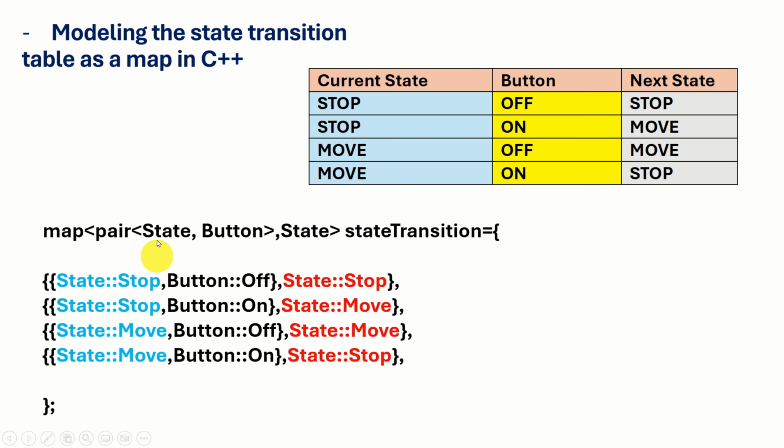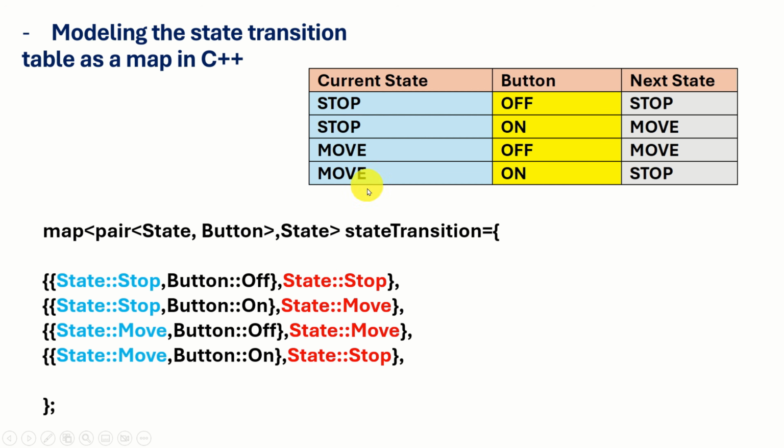Once we have these two types, we can use maps. Here's how maps are declared and here initialized. Map is a member of the standard template library and models maps. We access maps by using the key value pairs. So here is the key. In our case, it's the state and button. That is, the pair consists of a tuple consisting of state and button.